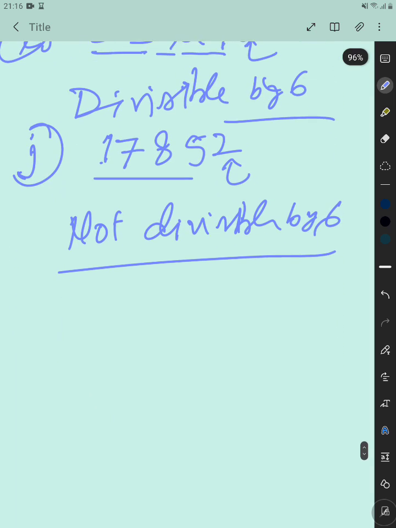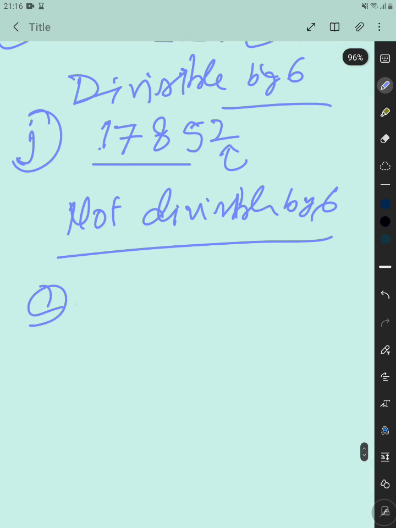Now we need to find out question number 4. Question number 4 is the divisibility of 11. We need to test the divisibility of 11.